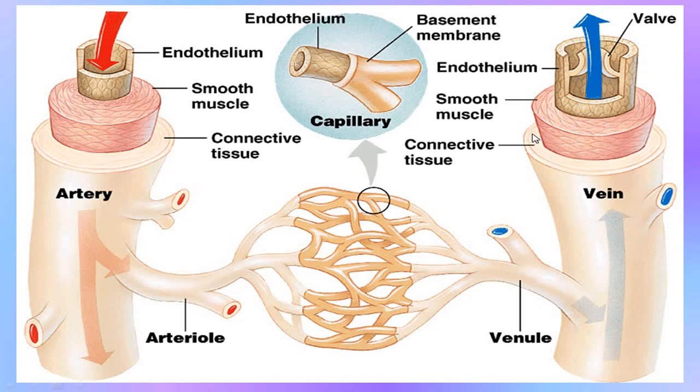Outermost is tunica adventitia, made up of connective tissue. Middle one is tunica media, made up of circular smooth muscles. Innermost is made up of endothelial cells that line the lumen of the vein, and that is tunica intima. But the difference is that in case of vein, tunica media is thin, but in case of artery, the tunica media is thick, made up of many layers of circular smooth muscles.